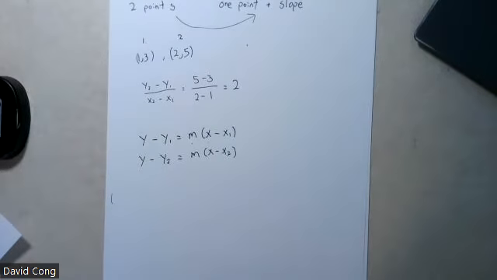How do you multiply a coordinate? What do you mean by how do you multiply a coordinate?